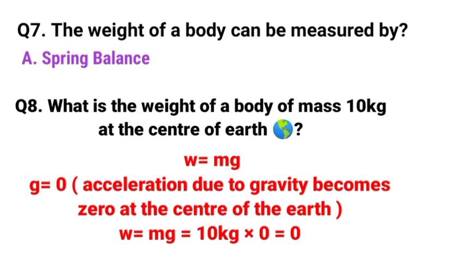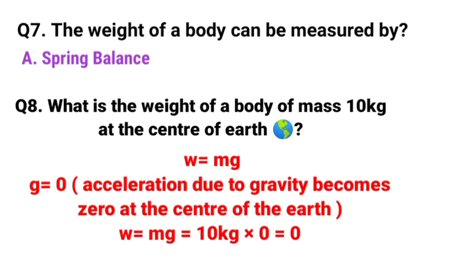What is the weight of a body of mass 10 kg at the center of the earth? Well, we already know weight equals mass into acceleration due to gravity. Here we need to find the weight of the body and the mass given is 10 kilogram. So weight equals 10 kilogram into 0. Here the acceleration due to gravity becomes 0 at the center of the earth. So 10 into 0 equals 0.